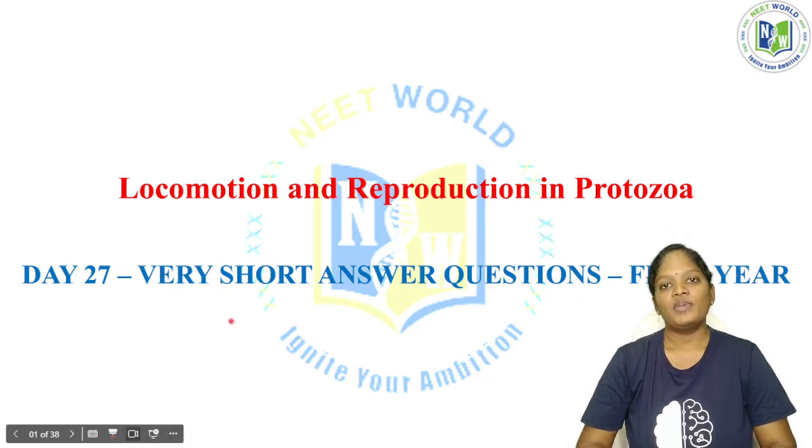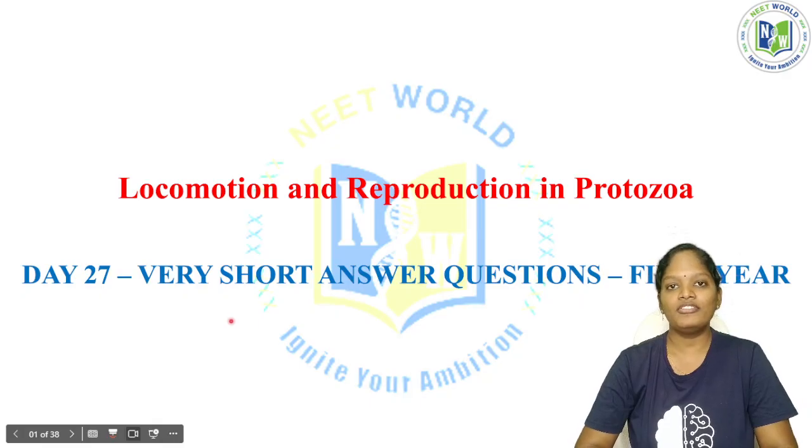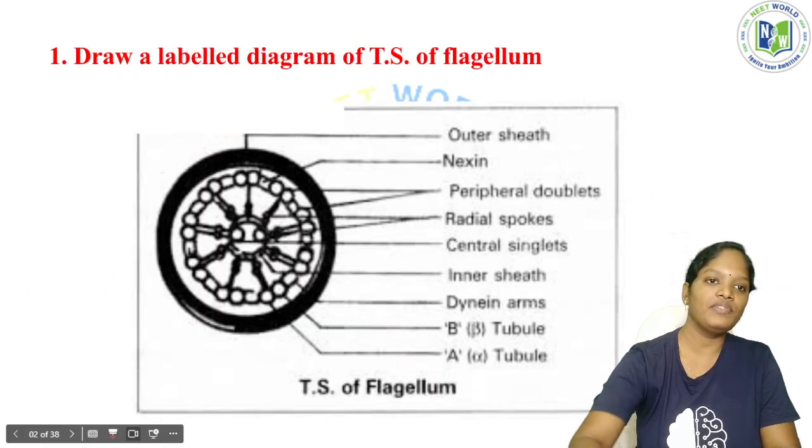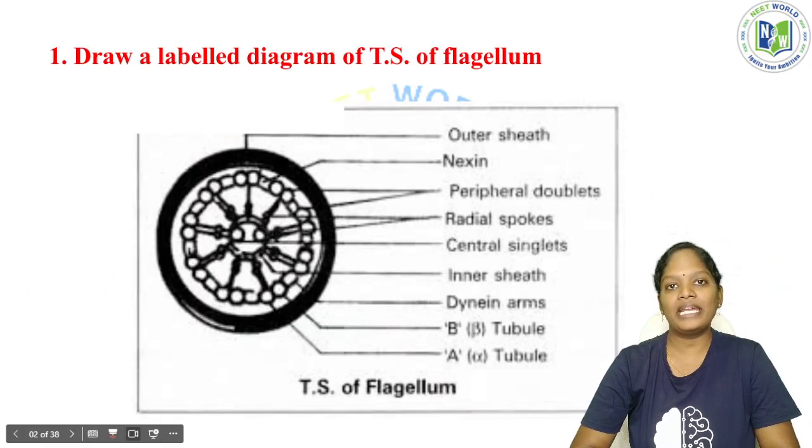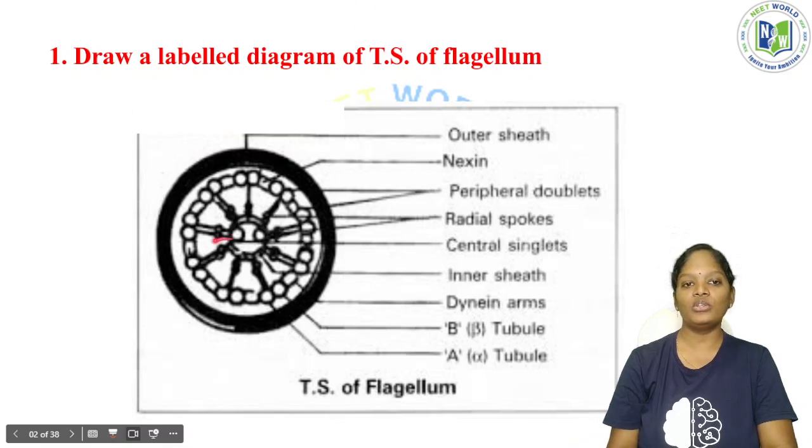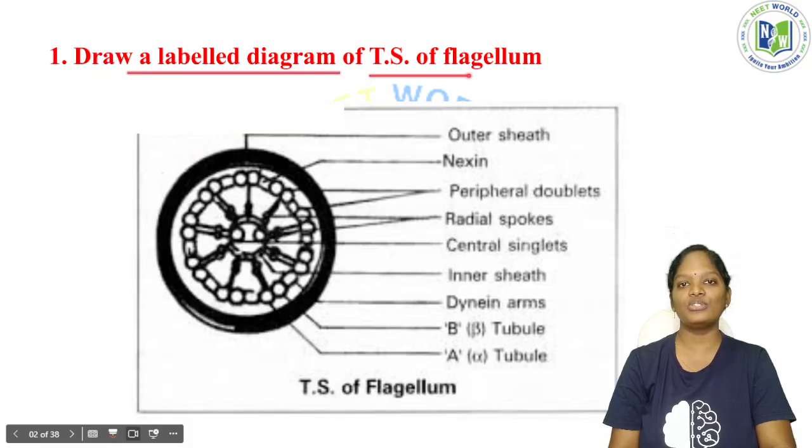So in today's class we are going to discuss the very shorts in the locomotion, reproduction and protozoa. Okay, so this is in the first year. Our first question will be: draw a labeled diagram of TS of a flagellum. Here they are asking about the diagram and you have to draw a diagram definitely, and not only draw a picture but also mark the parts clearly.